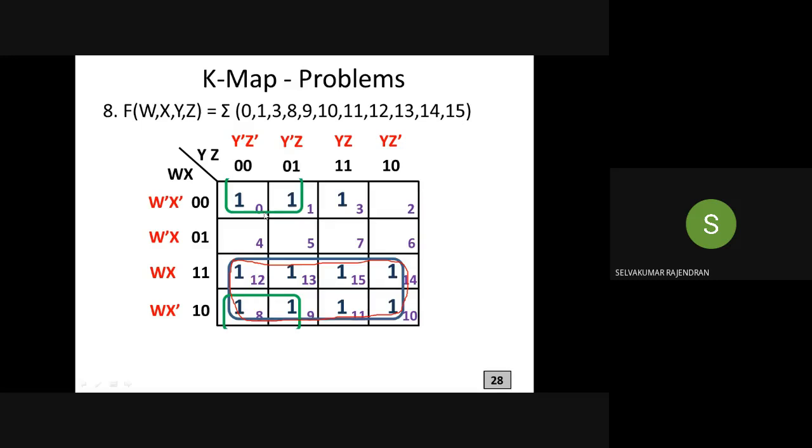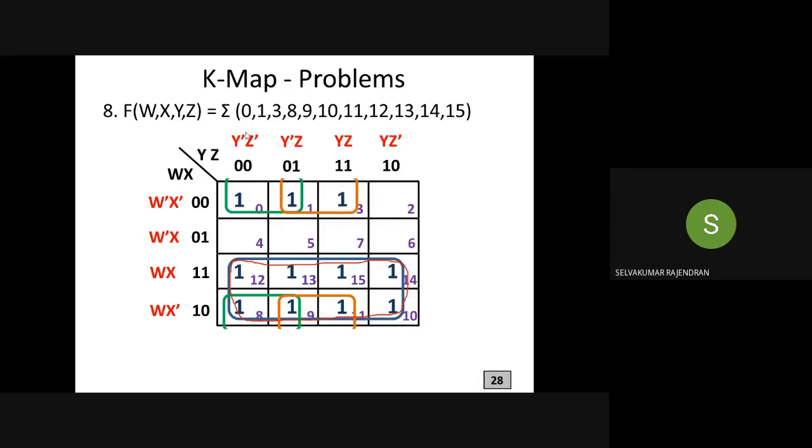We always try to group the maximum number of ones. You can also group cell 0 and cell 1, but that will give only 2 ones. But it is also possible to group cells 0, 1, 8, and 9. That will give a 4 cell group. Compared to a 2 cell group, a 4 cell group gives a minimized minterm. That's why we go for 4 cell grouping. So this is my second group, and this is my third group.